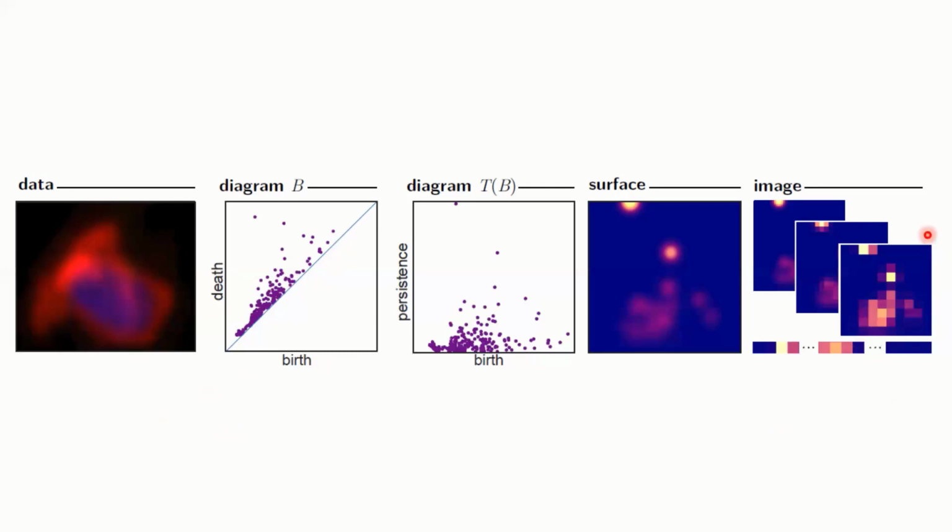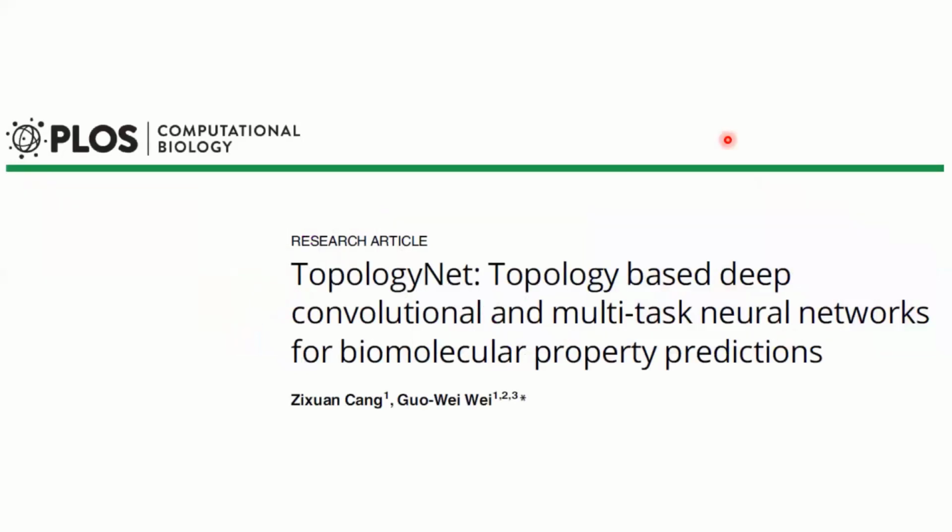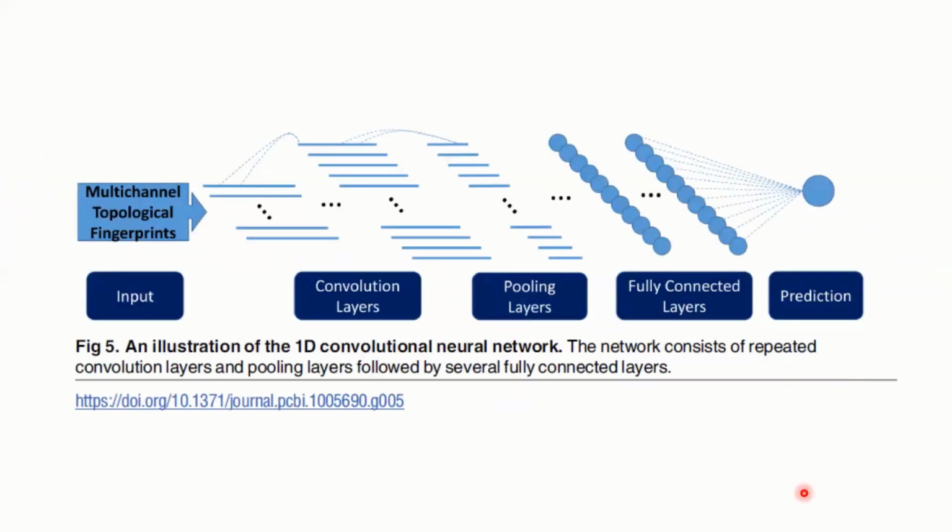Once you have images, of course, you can apply things like convolutional neural networks. And that is exactly what this paper right here does. TopologyNet, topology-based deep convolutional and multitask neural networks for biomolecular property predictions. This computational biology paper explores the use of featurization of persistence diagrams into images, and then using convolutional neural networks for prediction. So here's the visual perspective of what they're doing. The idea is to take topological fingerprints, like persistence images, and then use the typical convolutional neural network architectures to train models.